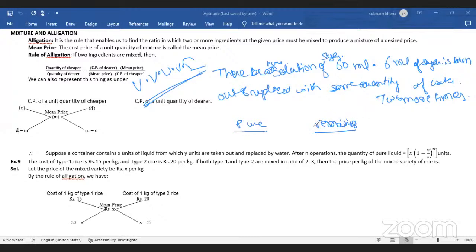Okay, remaining, pure and remaining. Initially, how much sugar was there? 60, right? Then how much sugar is remaining? 6 ml is taken out, so 54. Yes or no?